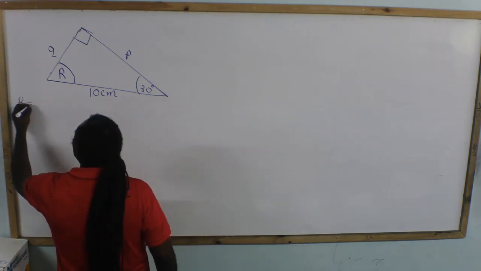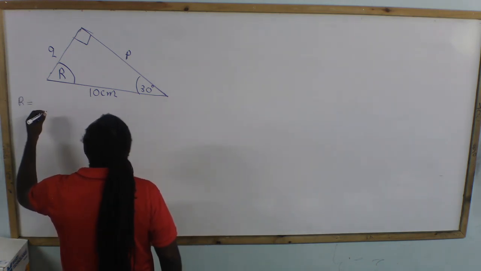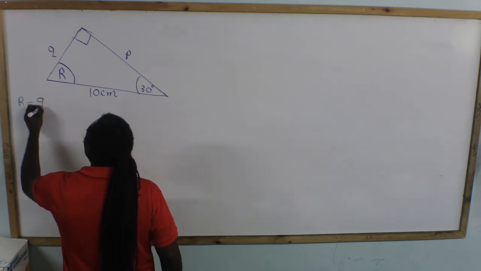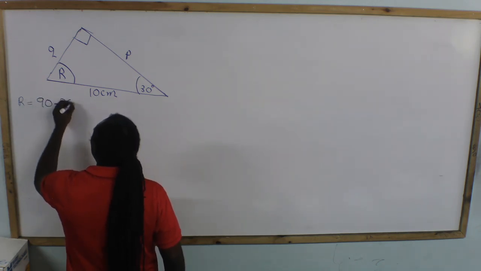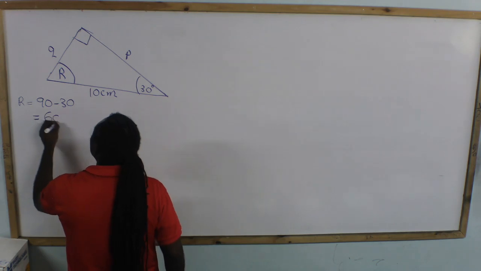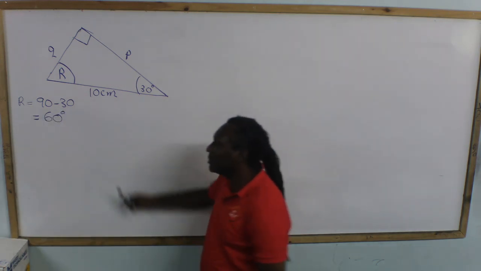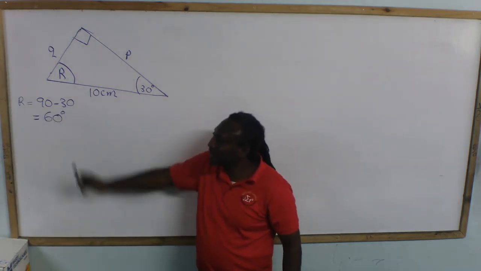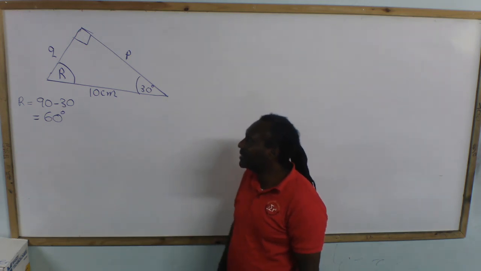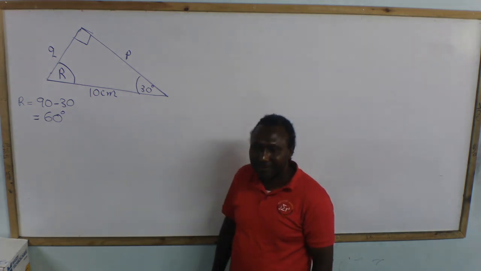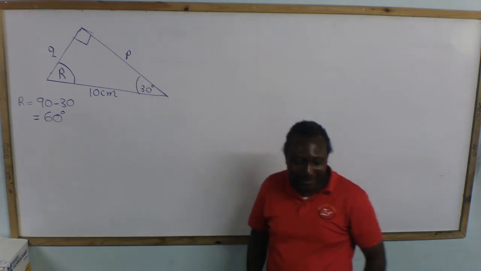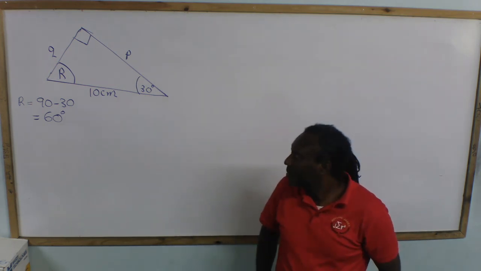Right. So we know that R is equal to 90 minus 30, which is equal to 60 degrees. That turns out to be 60 degrees. What do we find next? R. We just found R. I mean Q.